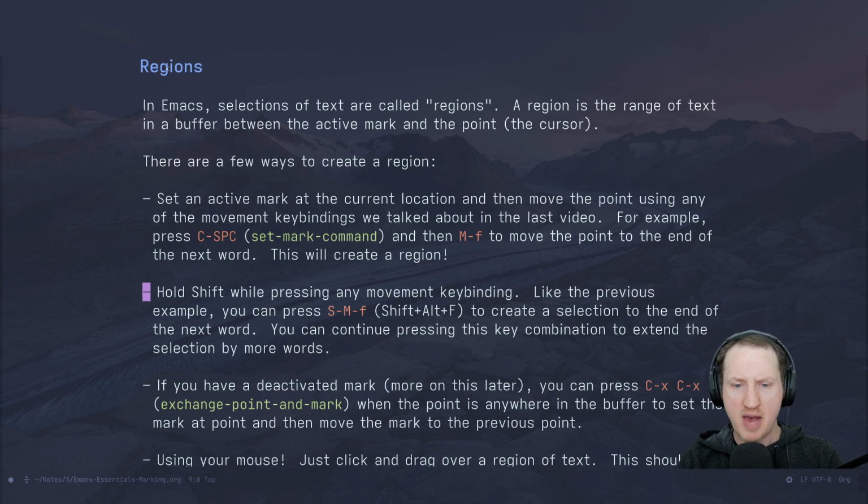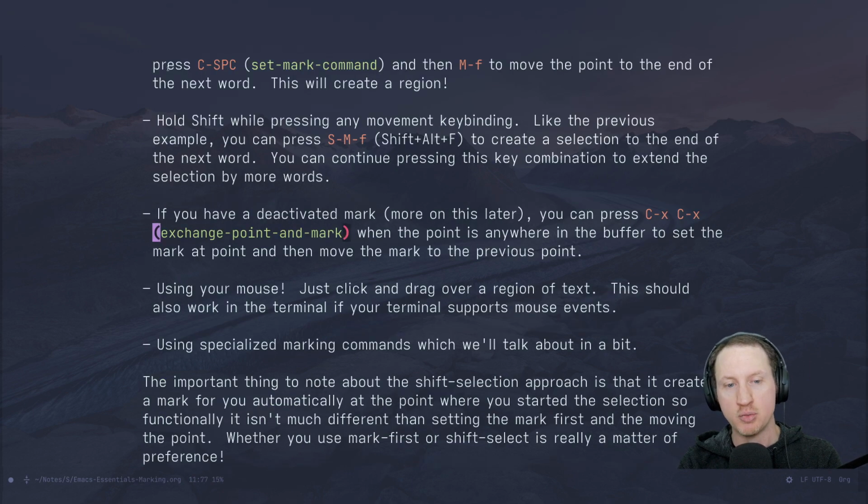So if you have a deactivated mark, and we'll explain more about what that means later, you can press Control X to run the exchange point and mark command whenever the point is anywhere in the buffer. What that does is it creates a region between where the point currently is and the previous mark that was deactivated. That can be useful if you set a mark because you want to get back to a place later, and then you move around in the buffer and you're like, oh, okay, I want to make a selection now using the previous mark. You just press Control X, and it will create that selection for you.